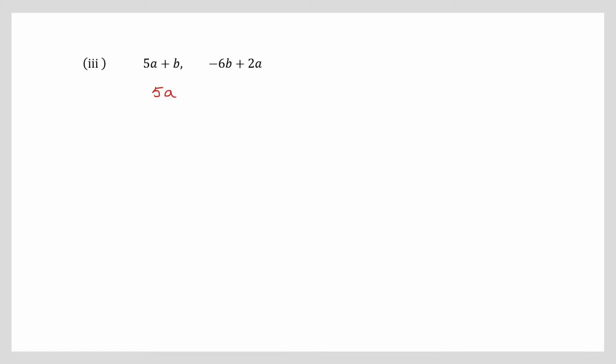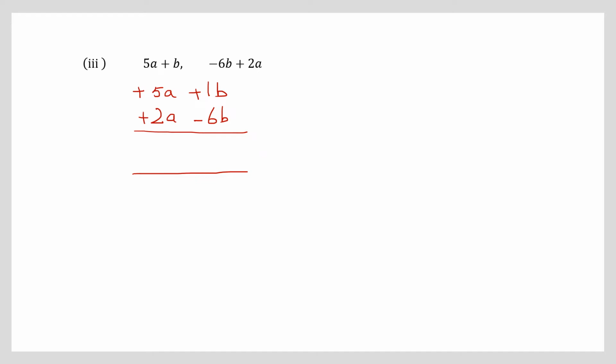5a plus b, minus 6b, plus 2a. So we need to put it under the b column. Let's be careful. Minus 6b. Let's put it in the second column. Minus 6b plus 2a. Okay. Now see there's something missing. Let's put a plus sign and let's put 1 here and let's start working out.